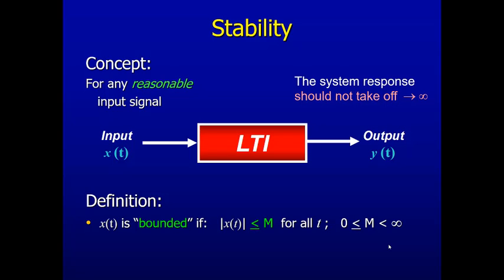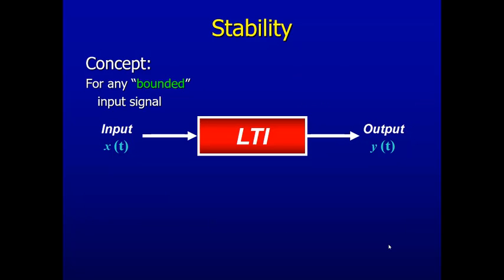Let's define x of t as a bounded signal. And a signal is bounded if its absolute value has some value less than a constant M. And that has to be true for all time. As long as M is anything smaller than infinity, the signal is bounded. So M could be 10 billion, but if the absolute value of x of t remains less than 10 billion, it's got a boundary. It's bounded. We'll call a bounded signal a reasonable signal.